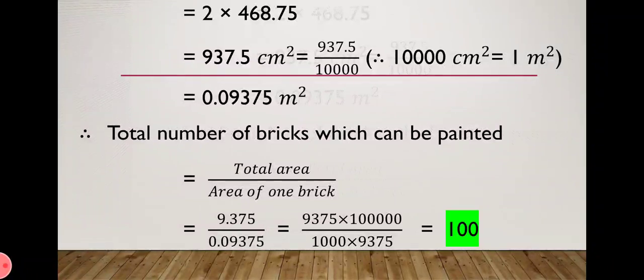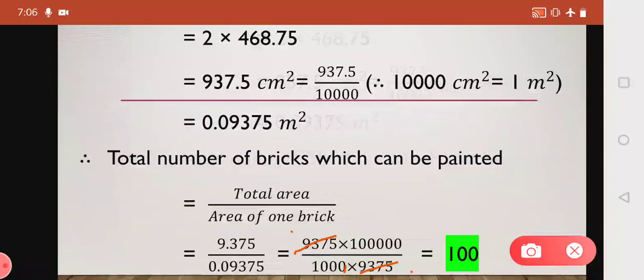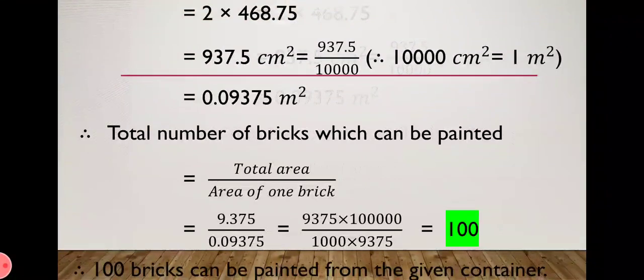For solving, we remove the decimals, so we will get 9,375 into 1 lakh upon 1,000 into 9,375, and further solving we will get 100, because this 9,375 will be cut, and here 3 zeros will be cut, 1 2 3, 1 2 3. So we will get the number of bricks as 100. Therefore 100 bricks can be painted from the given container.